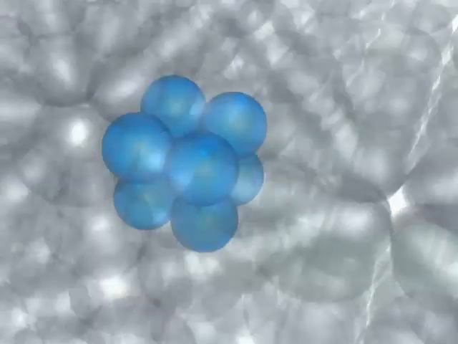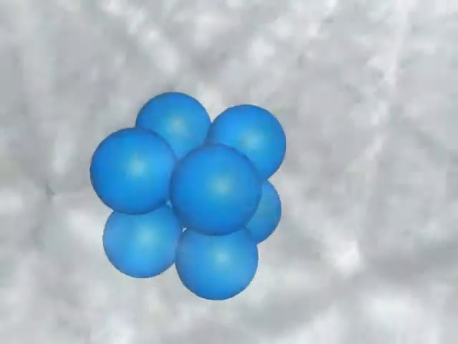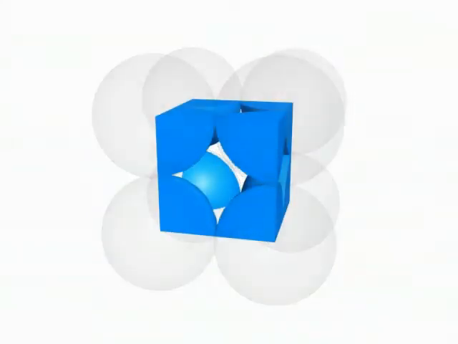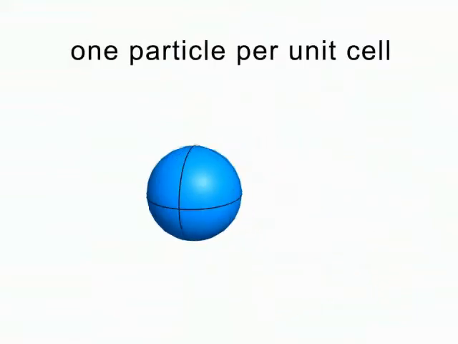If we fade the others out, you can see the original group of 8 particles within the array and the unit cell within that group. We find the number of particles in one unit cell by combining all the particles' portions. In the simple cubic unit cell, 8 corners, each of which is 1/8 of a particle, combine to give 1 particle.